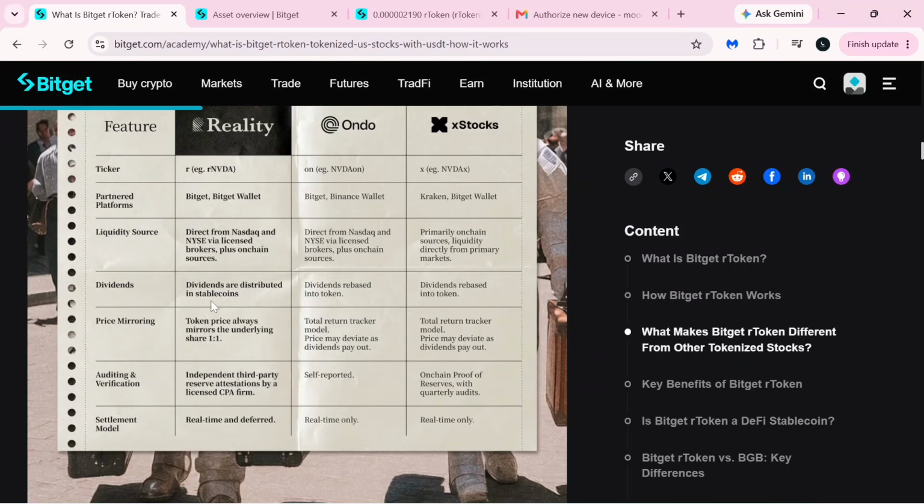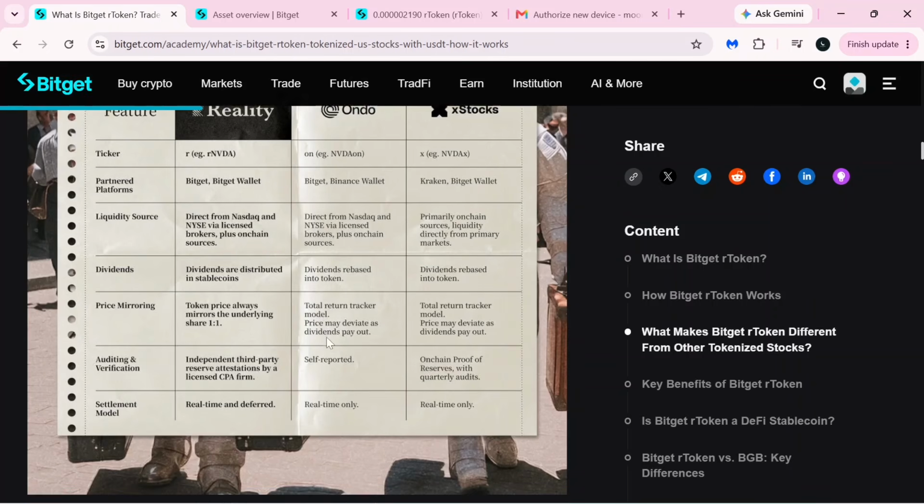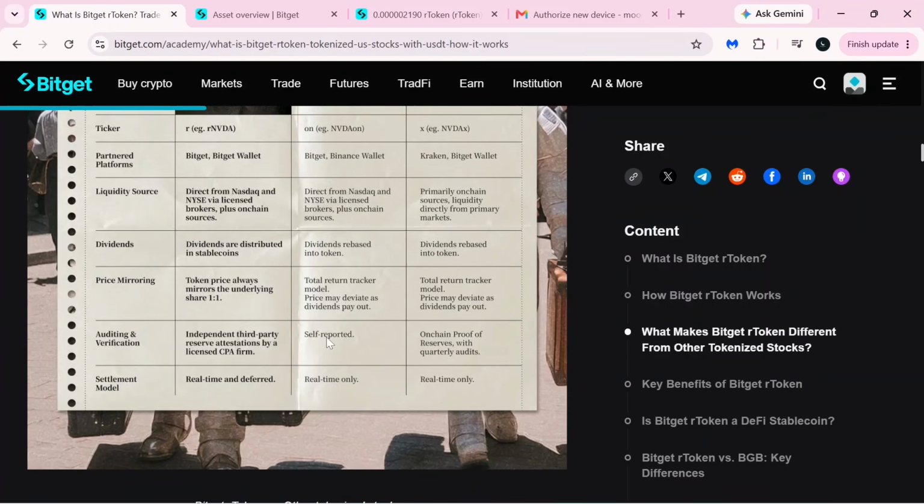And the dividends, again, are paid and distributed in stable coins, which is a crypto dollar equivalent of the existing fiat dollar backed by US Treasury bonds, right? And then you also see here that on Ondo you get dividends rebased into tokens, right? And again, here in xStocks, dividends rebased into tokens, which really separates Bitget in this sense in terms of being able to give people their dividends in USDT. It's a game changer.